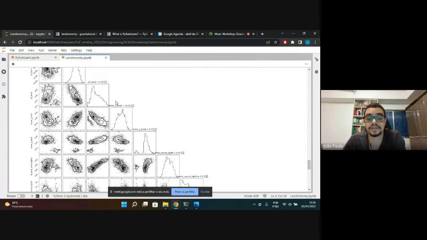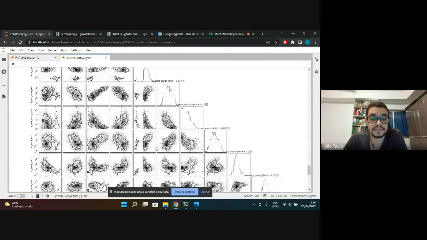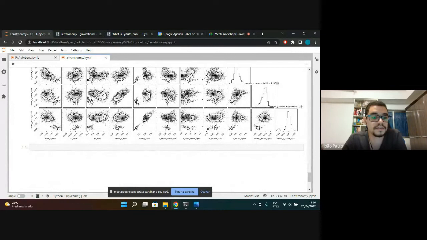Okay, so this is the main idea of modeling a strong lens system. Let me know if you have any questions, or you can talk to me by email if you want. So anyway, that's it, Martin.